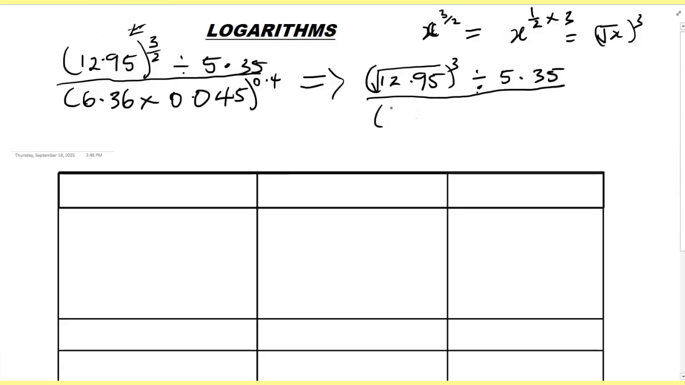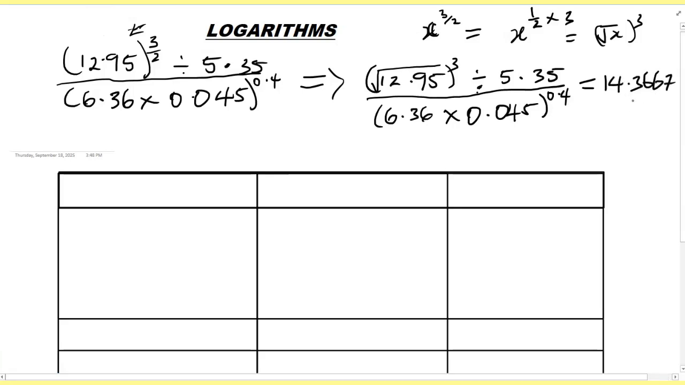Now you can just open a bracket and write this directly with your calculator. You don't have to do any conversion. 0.045, all to the power of 0.4. So you use 0.4 exactly. And if you do that, you're supposed to get 14.3667. All right, 3667. And if your calculator is in two decimal places, you know you're going to get 14.37. Right. So let's solve without a calculator now.